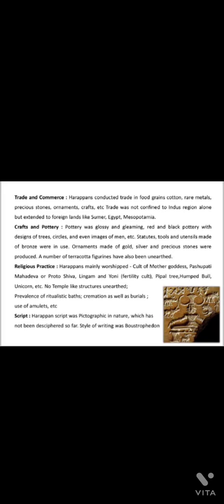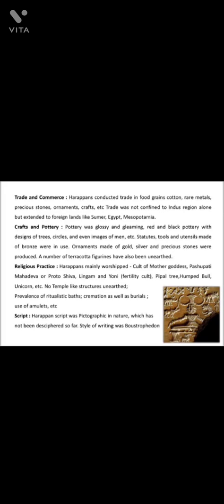Now, let's look at the script of the Harappan civilization. The Harappan people had a pictographic script which is now believed to be of Proto-Dravidian origin. At the same time, the style of writing was boustrophedon, which means that the people wrote from left to right and then right to left, and so on and so forth.